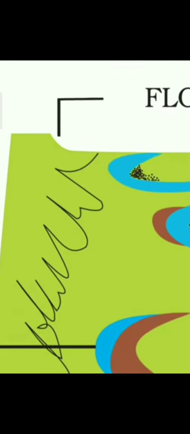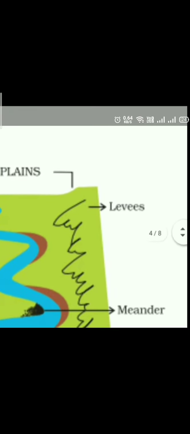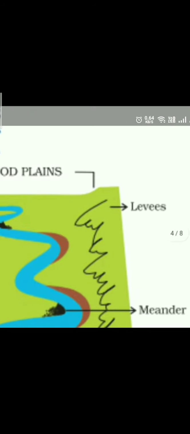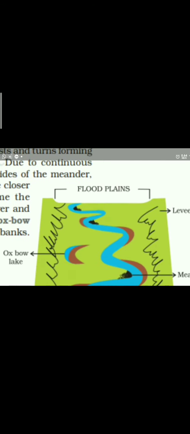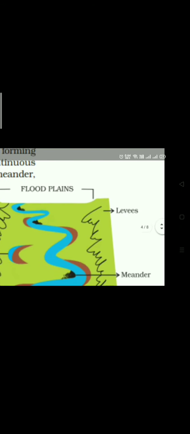And can you see this black color? This black color thing is nothing but the deposits which the water is carrying along and throwing on the sides. Okay, so these are nothing but the deposits and these are known as levees, or you can also name it as leaves, leaves or levees, both are right. And the flow of this water is also known as meander, that is already told to you, correct? Yeah, so this is the way it is about water flow.